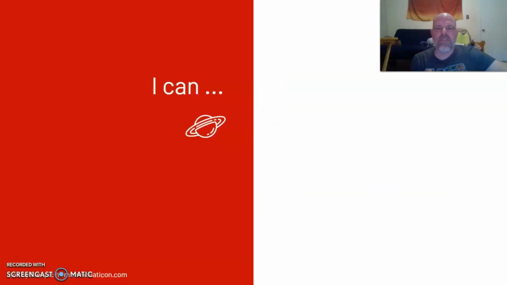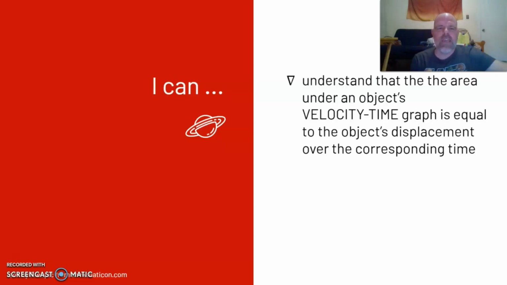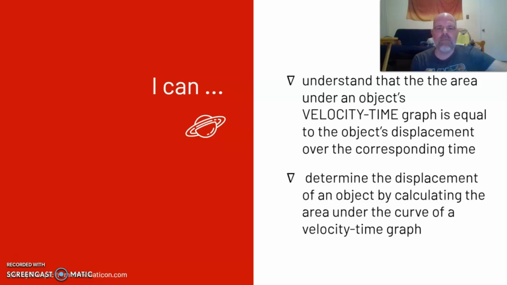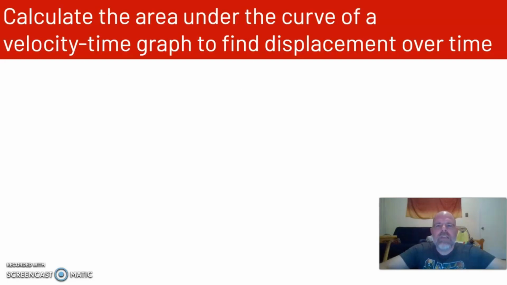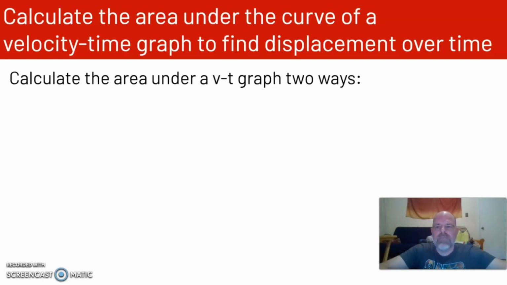The success criteria for this lesson are, I can understand that the area under an object's velocity time graph is equal to the object's displacement over the corresponding time, and I can determine the displacement of an object by calculating the area under the curve of a velocity time graph. So we can calculate the area under the curve of a velocity time graph to find displacement over time.